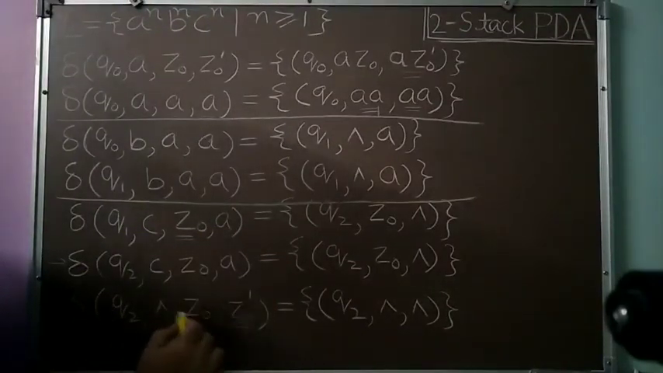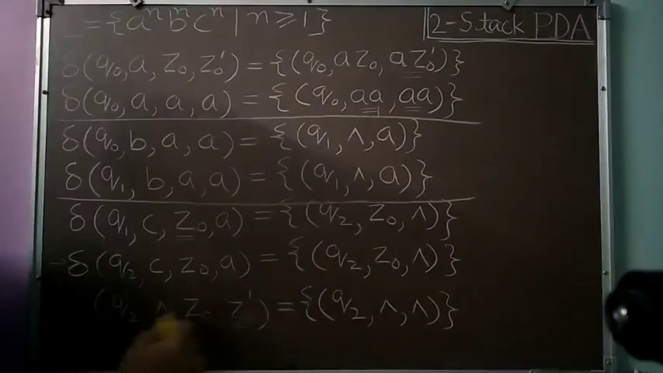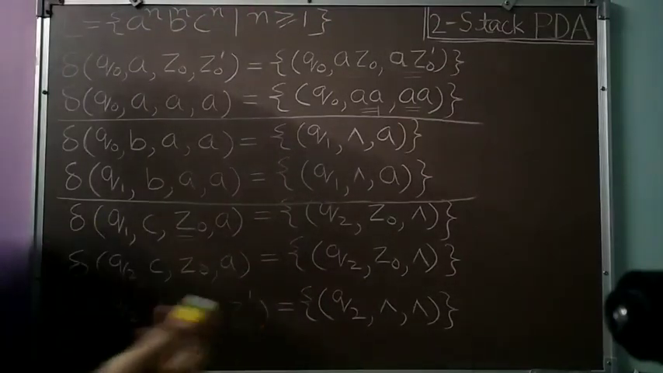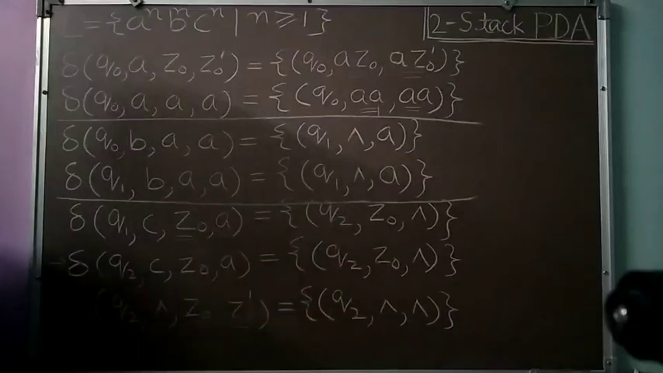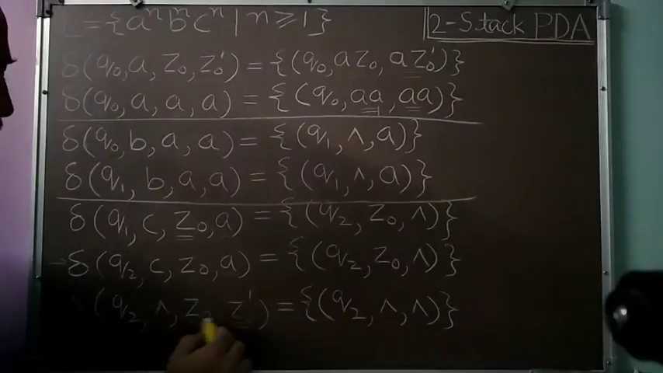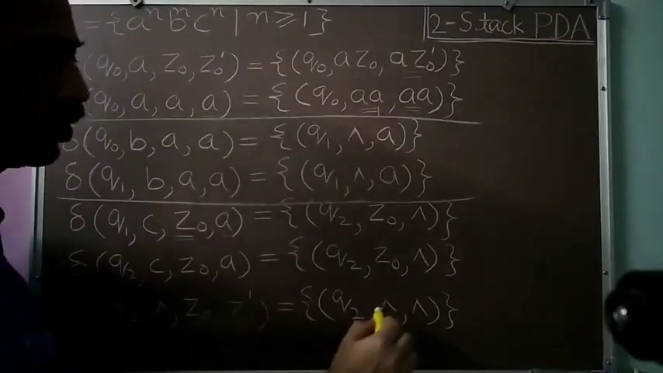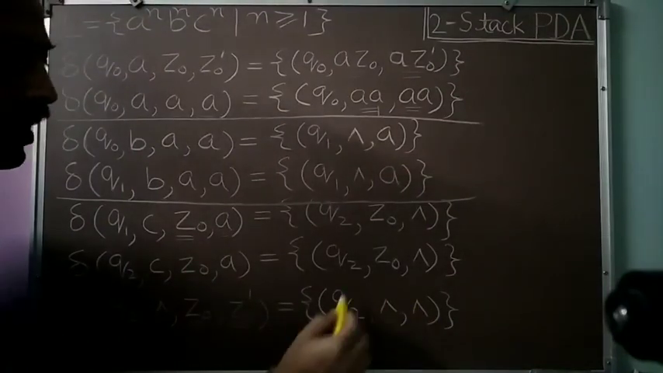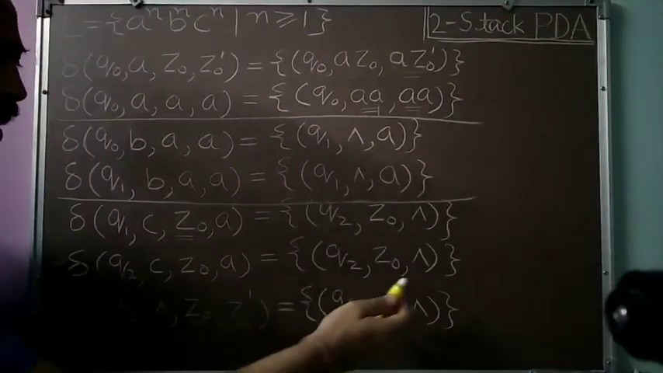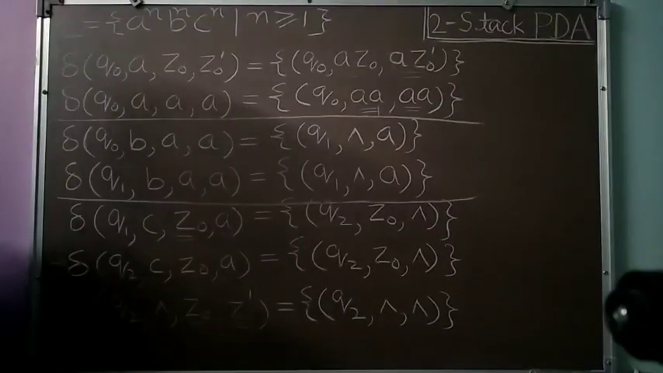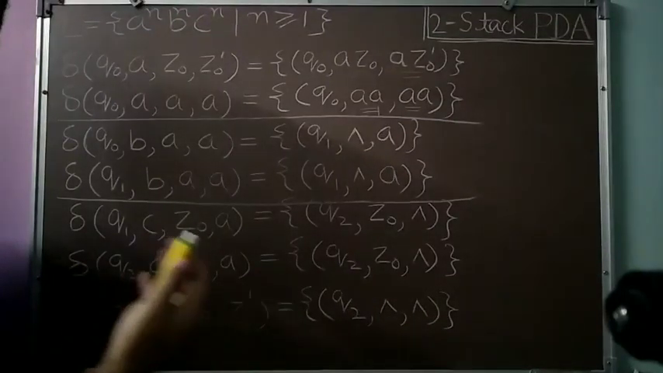So Q2, null, Z0, Z0 dash will be the situation, and this is the situation in which we have to signal the success. So we will signal the success by making both the pushdown stores empty. So we will remove Z0 and Z0 dash. That's why we have written null and null here, and we have remained in the Q2 state. Because our pushdown stores are empty, our string will be accepted.